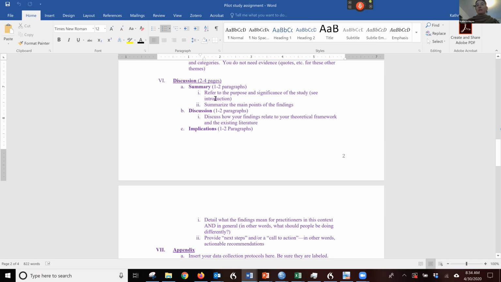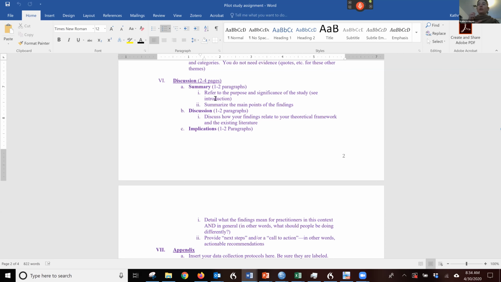there's three elements. You need to summarize the main point of the paper. So you usually refer to the purpose. So you go back to your introduction, you refer to the purpose and significance. And sometimes this will actually cause you to rewrite the introduction a little bit as you realize that the purpose and the significance is slightly different, right? So what's the purpose of this study? So you revisit that a little bit, and then you summarize the main points of the findings for your reader.